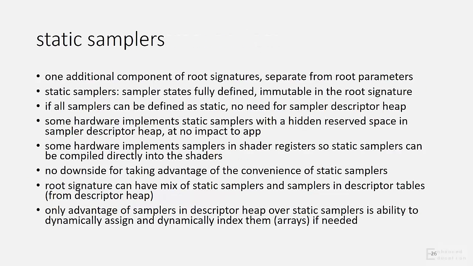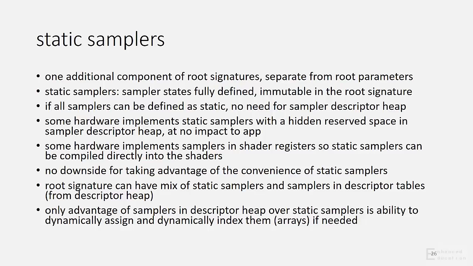There's one more component of a root signature that hasn't been mentioned yet, and that is static samplers. These are samplers that are fully defined in the root signature, and so they're different from all the other root parameters where there's a parameter declaration and at runtime the arguments or values for the parameters are set. In this case, the sampler is fully defined and baked in the root signature. There's no downside to using a static sampler versus a sampler in a descriptor heap.